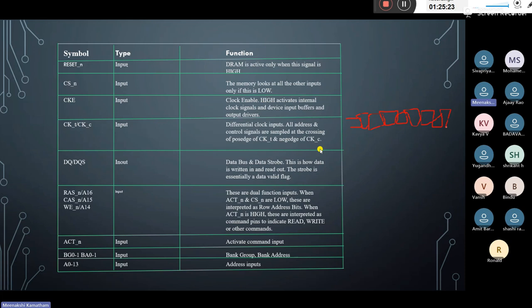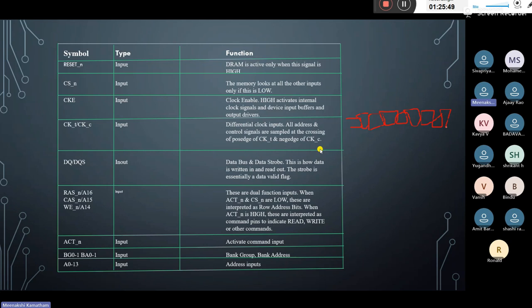And coming to the DQ and DQS signals, this is nothing but the data bus and the data bus strobe. The data bus and data strobe carry the 64 bits of data, meaning how the data is written, for writing the data or reading the data. This bus only we are using.